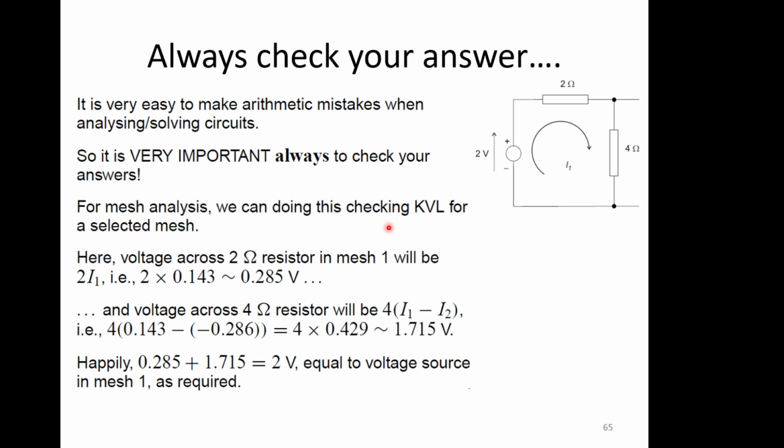So for mesh analysis, we can do this by checking Kirchhoff's voltage law for a selected mesh. Here, the voltage across the 2 ohm resistor in mesh 1 will be 2 times I1. We've calculated what I1 is. It's 1.143, so twice that is going to be 0.285. And the voltage across the 4 ohm resistor will be 4 times I1 minus I2. So we put the numbers in again, work it through, and we end up with 4 times 0.429, which is 1.715. And if we add those two together, the voltage across here and the voltage across here should add up to 2, and in this case they do. So whatever's happened back on the slide, it's correct, because the answer has been checked and has turned out to be correct.